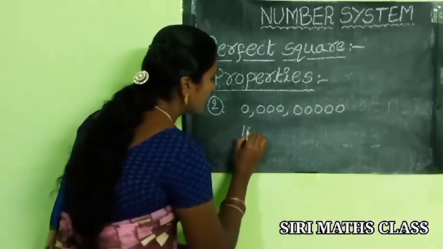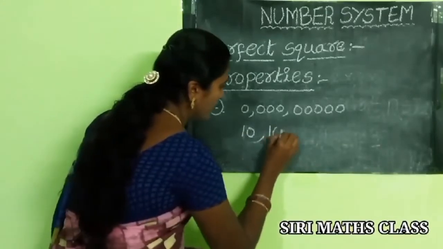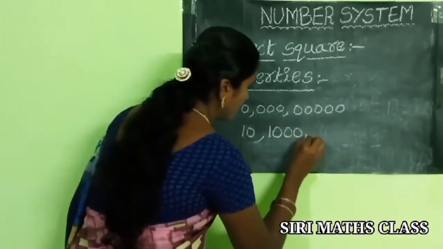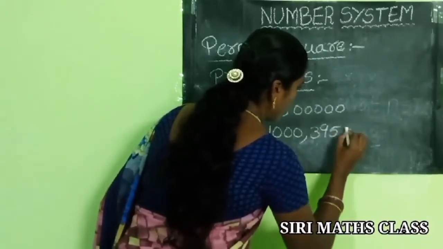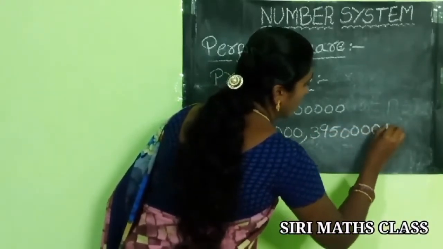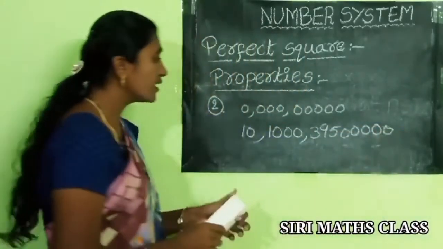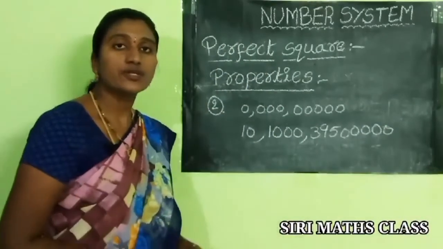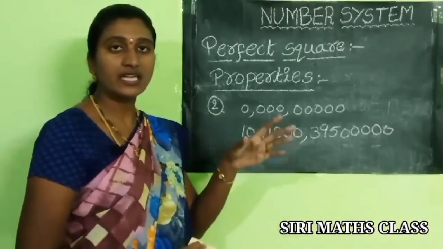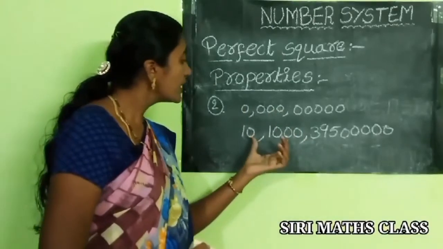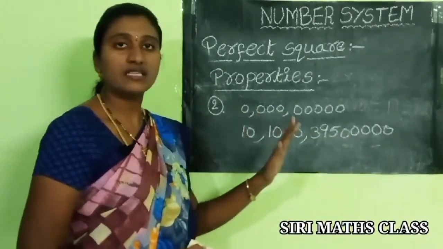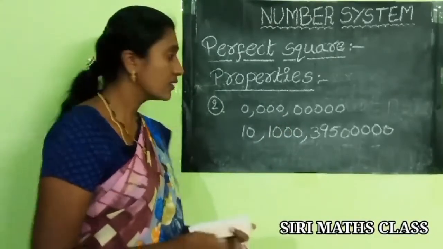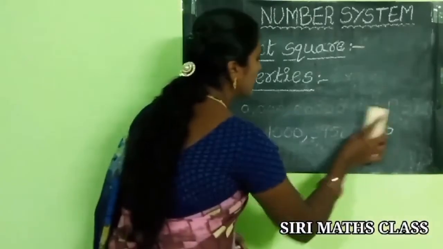Okay, see here, odd number of zeros. Already we know odd numbers: 1, 3, 5, 7, 9. So many. If these odd numbers of zeros are there in a number, this is never a perfect square number. Okay, we go to the third condition.